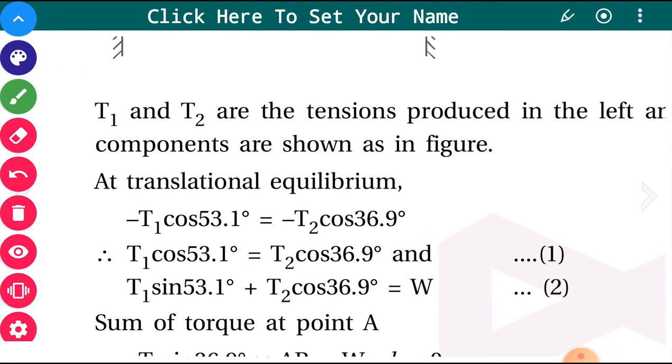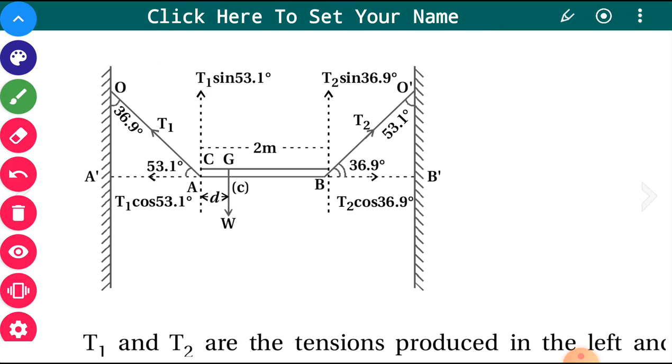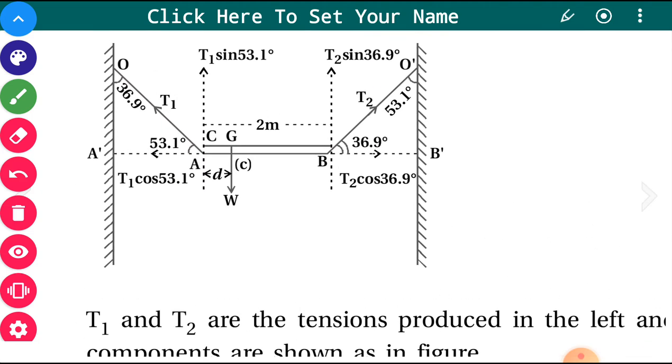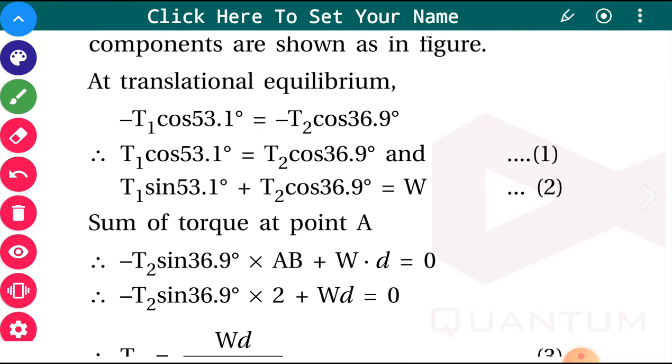Here the T1 cos 53.1 and T2 cos 36.9 are equal in magnitude, opposite in direction, because it is in translational equilibrium. The rod is not going to move either in this direction or in this direction because of these two forces. So these two forces are equal in magnitude and opposite in direction. So T1 cos 53.1 is equal to T2 cos 36.9. That is written as the first equation.